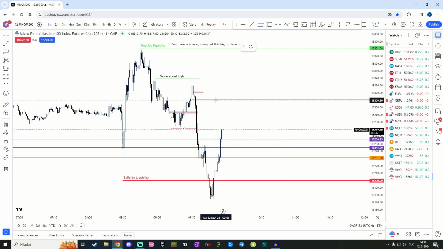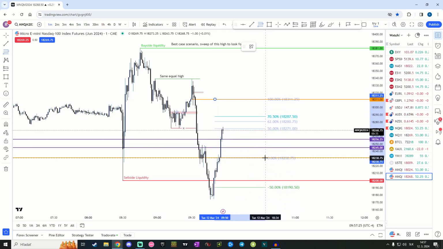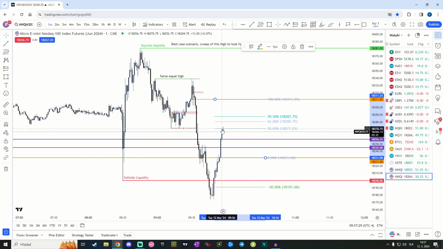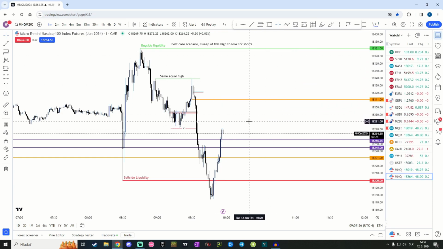Now we are also coming back to the 50% of the range of the opening range gap. This is the 50%. Let's see if maybe this will be the point where we can start seeing lower prices.